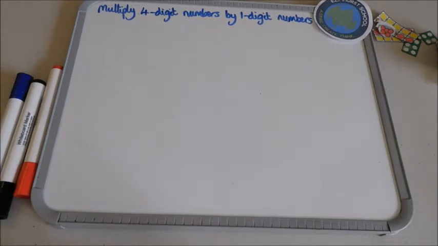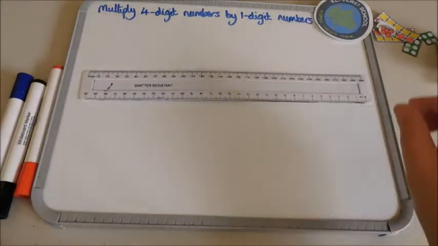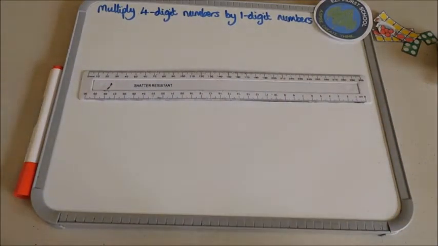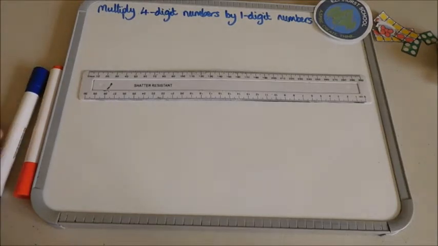Going to show you how to multiply 4-digit numbers by 1-digit numbers. Now, when multiplying 4-digit numbers, place value counters are the best manipulative that we use in school to support your children's understanding of the formal written method. Okay, and we will use that alongside the use of the place value grid as we've done in previous videos.